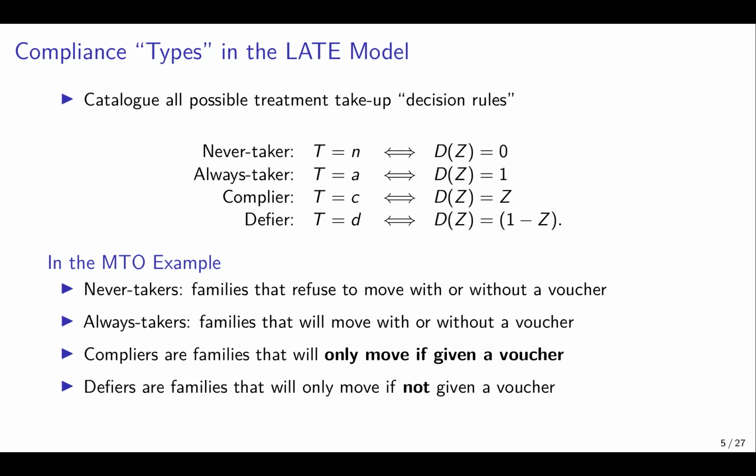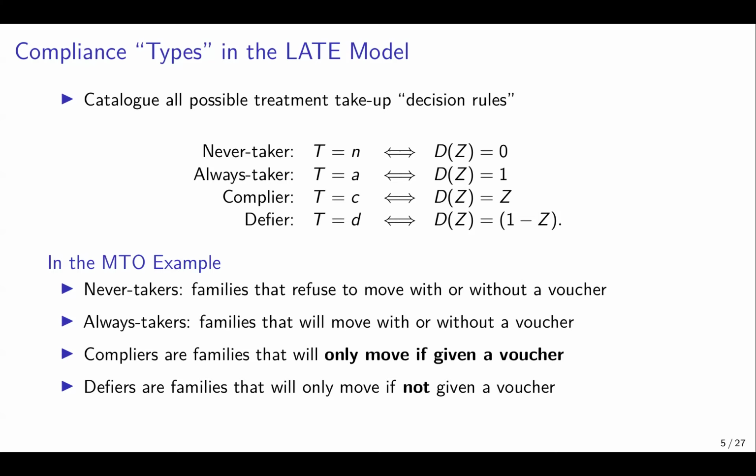So the reason we call these families defiers is because in some sense they're doing the opposite of what you would like them to do. You give them the voucher, they don't move. You don't give them the voucher, they do move. So these families are just exactly the opposite of the complier families, and their treatment take-up rule, D of Z, is 1 minus Z, because they do the opposite of what the offer says.